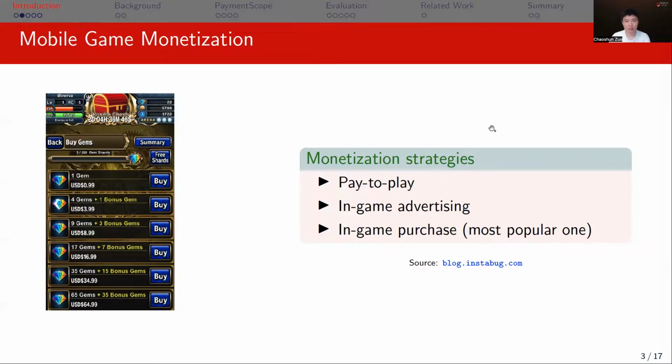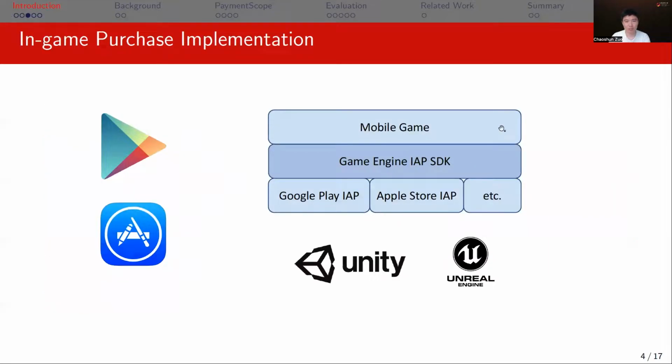To help developers implement IGP, Play Store provides SDK and APIs for faster implementation. However, game developers often use the wrapped SDKs that are provided by game engines. One benefit is that such APIs support cross-platforms, including Android and iOS.